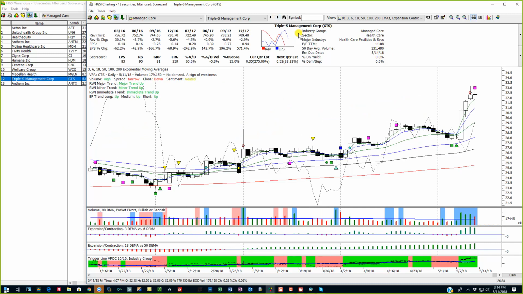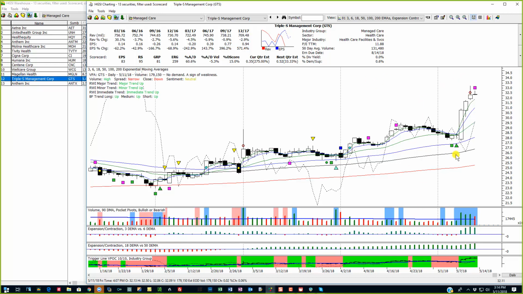Okay, here's one that's moved up very nicely, Triple S Management. It's showing a little bit of resistance up here because it's run so far, so fast. This one right here, it was strong, but it sold off profit taking. Right here, same thing. But a stock like this is worth putting in your watch list.